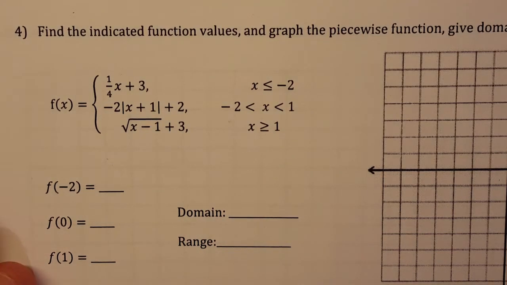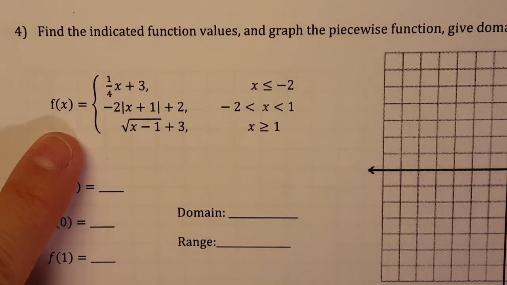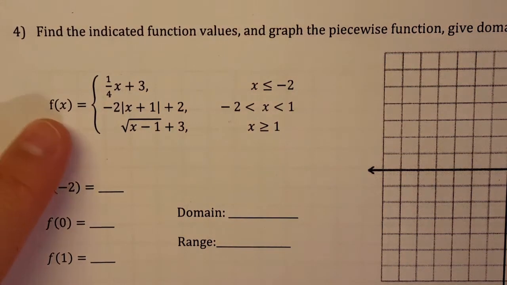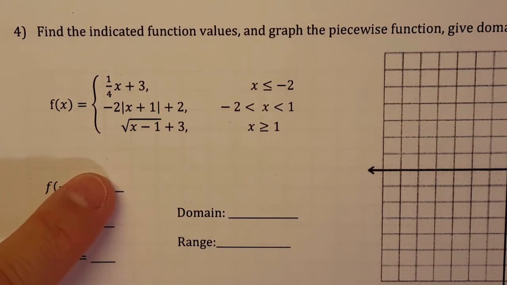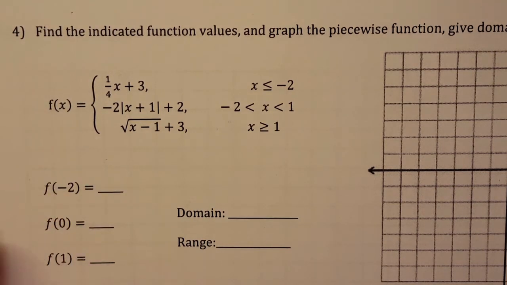Hello. Today we're going to be graphing a piecewise function, and we have three different functions. We have a linear function, we have an absolute value function, and we have a radical function. All right, before we get started graphing these, I'm going to show you on Desmos what the three functions graphed together looks like.